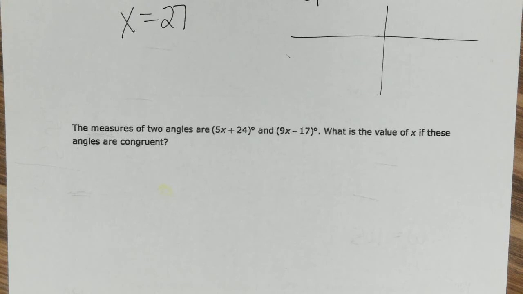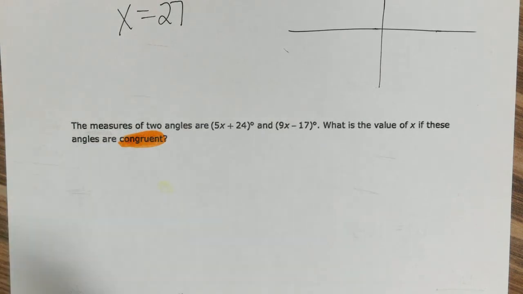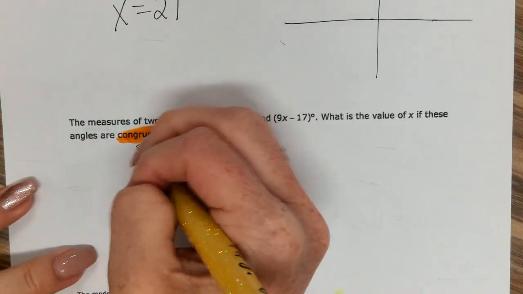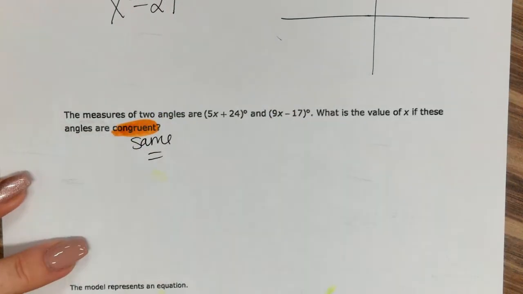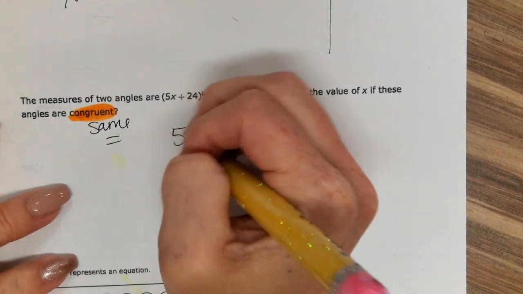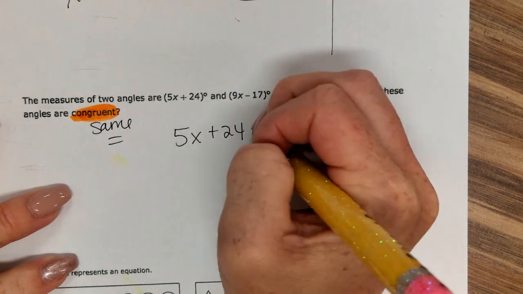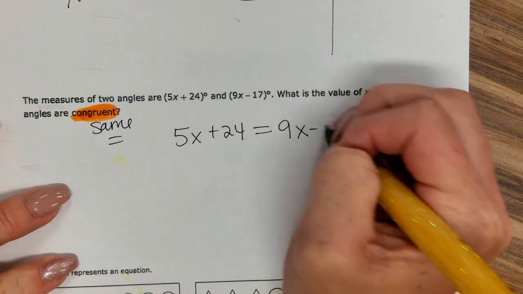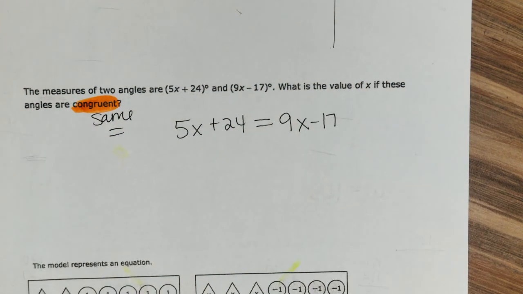The measure of two angles are 5x plus 24 and 9x minus 17. What is the value of x if these angles are congruent? What does congruent mean? It means they're the same. What does same mean? Equal. So all they wanted you to do was make an equation. 5x plus 24 is equal to 9x minus 17.